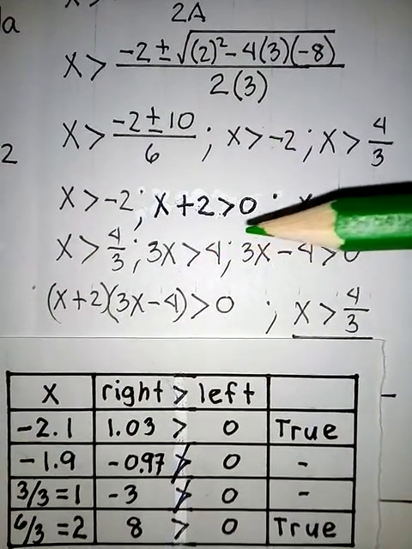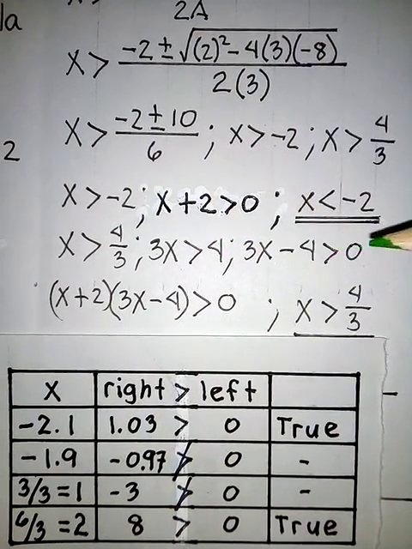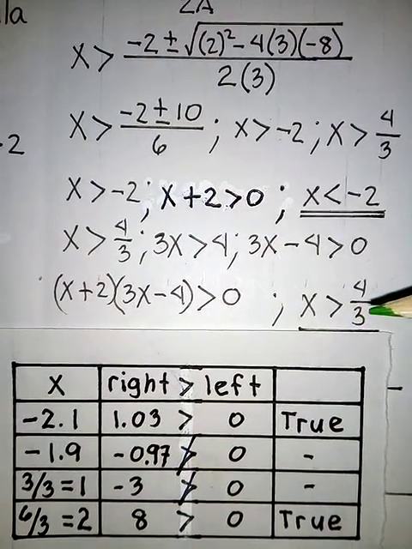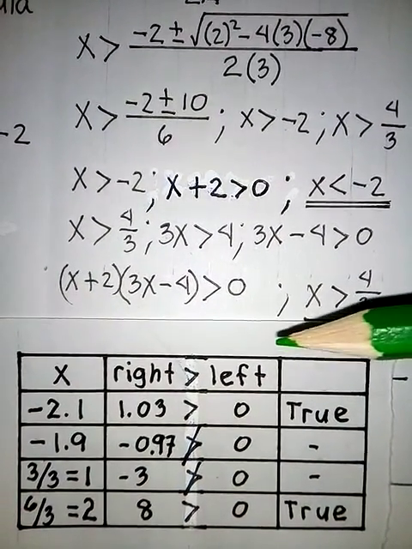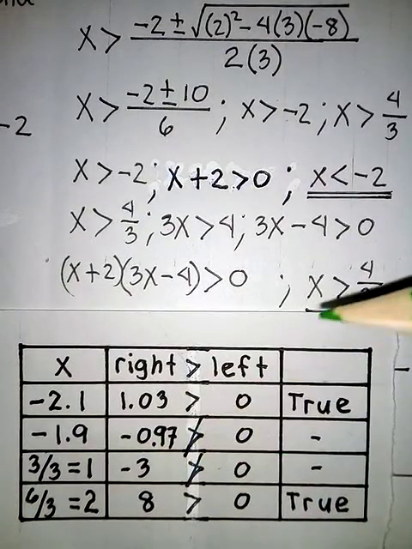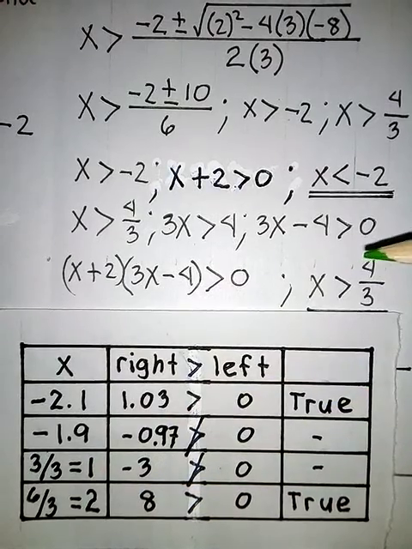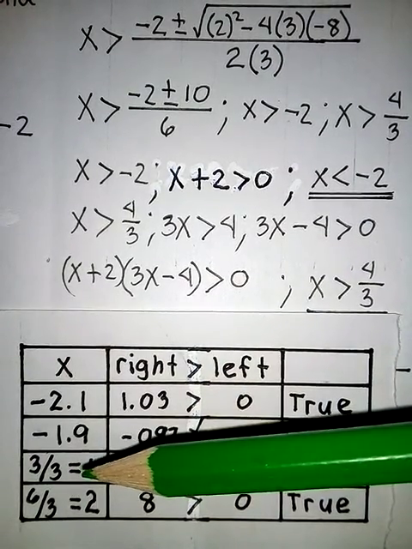Okay, well, for this one, 3x is greater than 4/3. So, let us substitute the boundary values for 4/3. Let us try 3 over 3. From 4 over 3, let us try 3 over 3, or 1.